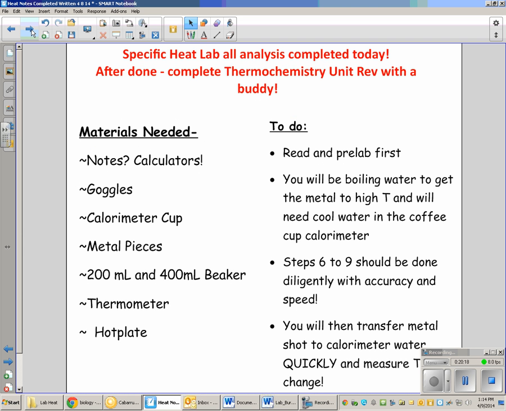Okay, so the specific heat of a metal lab is what you're doing. You're going to have a metal and it has a number on it. Write that number down right when you get your metal, because you're going to confirm with me later, so I can tell you what the specific heat is. So you're going to have to use the coffee calorimeter. It's literally a styrofoam coffee cup.